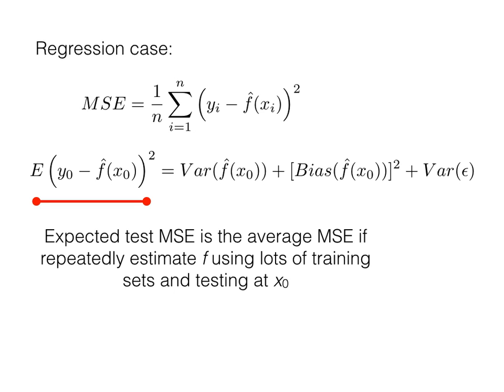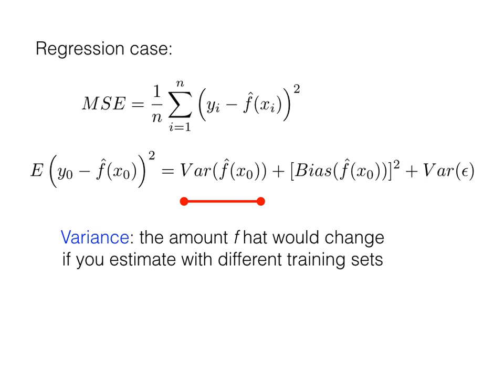So that's our expected test mean squared error. Next bit is our variance. This is the amount that f hat, or our predicted f, would change if we estimate it using different training sets. That's the variance term of our error.